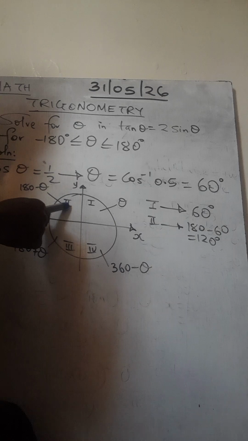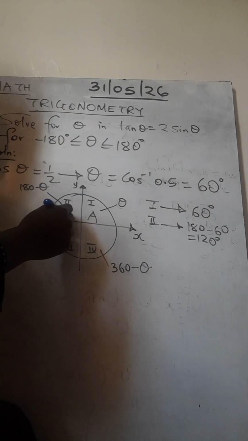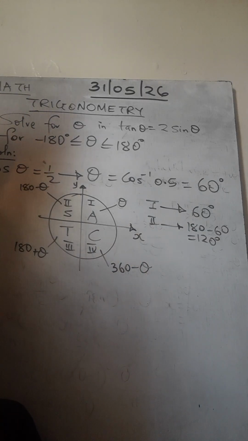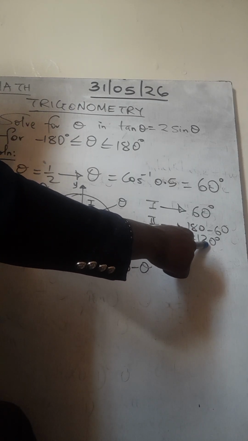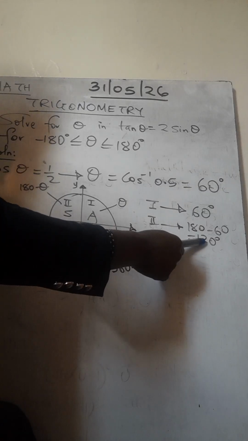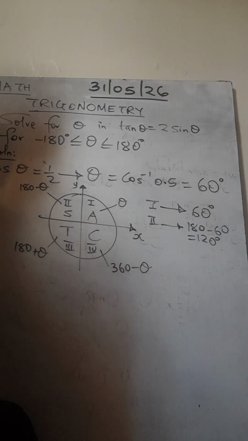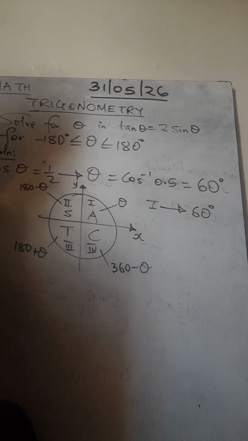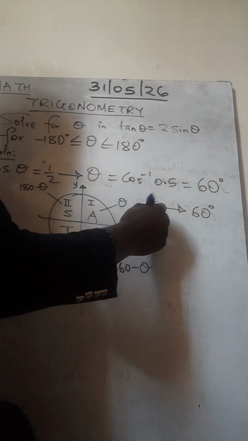cosine is negative. Here all are positive. Here sine is positive. Here tangent is positive. Here cosine is positive. So this value would only be applicable here if we had a positive sine. But here, a positive cosine, sorry. We are talking about cosine, which is not positive in the second quadrant. So this one, we are not going to keep it. We are looking for the quadrant where cosine is positive. That is the fourth quadrant here.